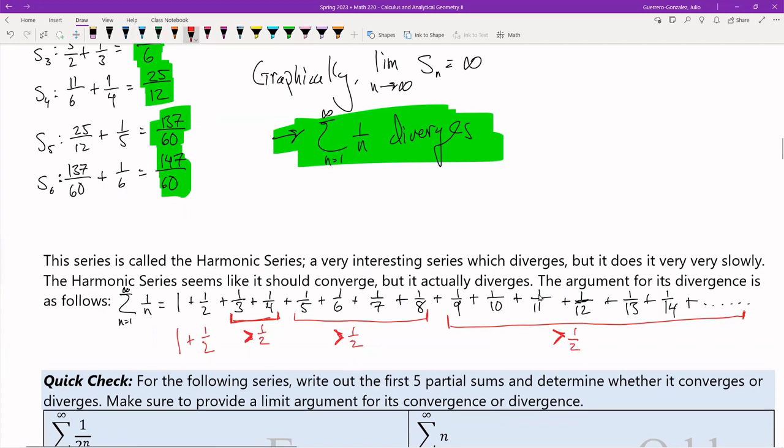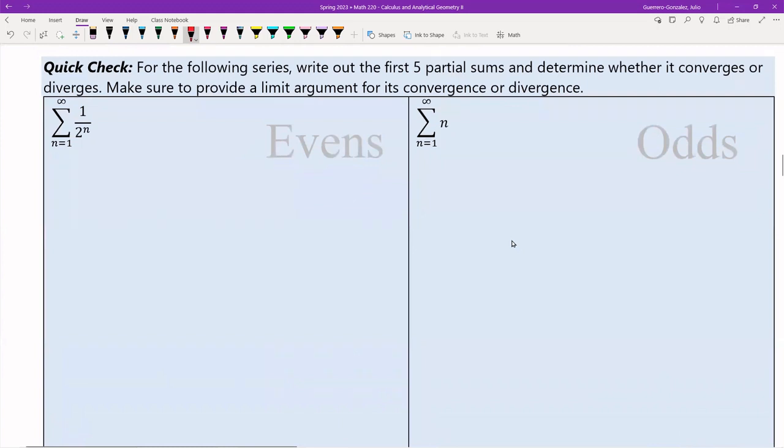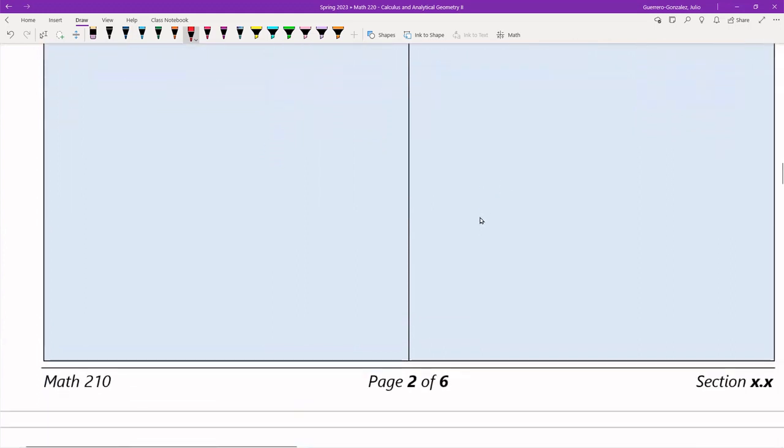So what I want you guys to do now is go ahead, do this quick check. Both of these have a closed form in terms of the partial sum. So I want you guys to find equations for the partial sums, right? And use those equations for the partial sums to prove either divergence or convergence. It's exactly the same as example one and example two that I just did. Okay, so I'm going to go ahead and move on.